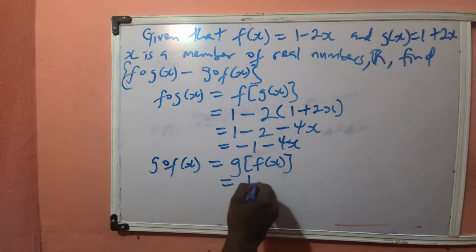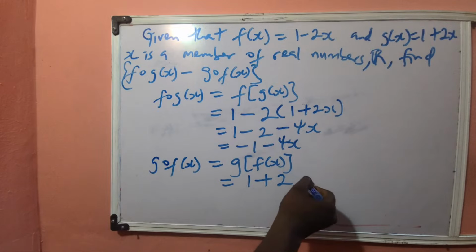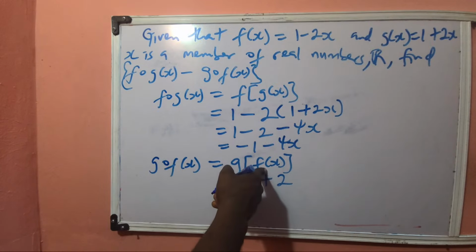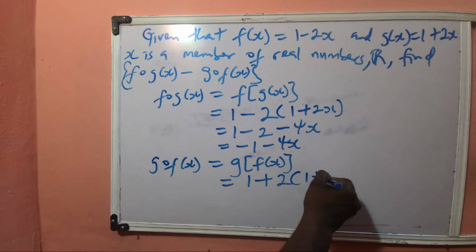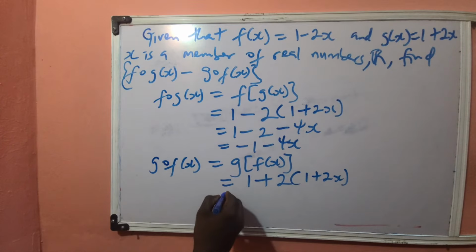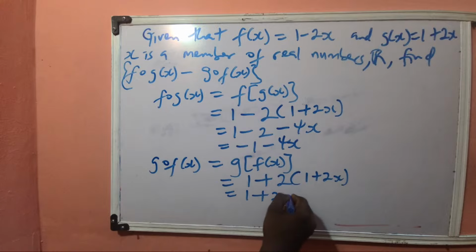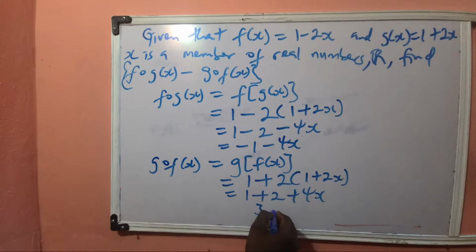Now this is my g function. So I was supposed to write 1 plus 2x, but wherever I saw x, now I'll be substituting the function f of x. So I'll be having 1 plus 2x. All right. So this will be 1 plus 2 plus 4x. This will be 3 plus 4x. All right.